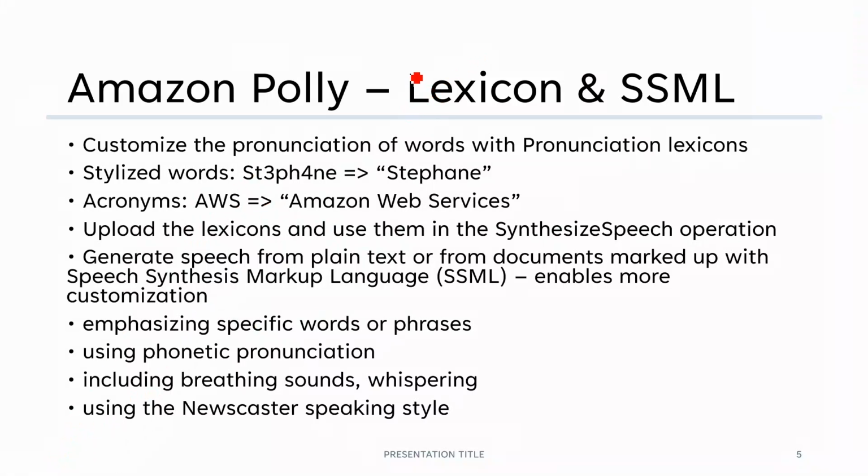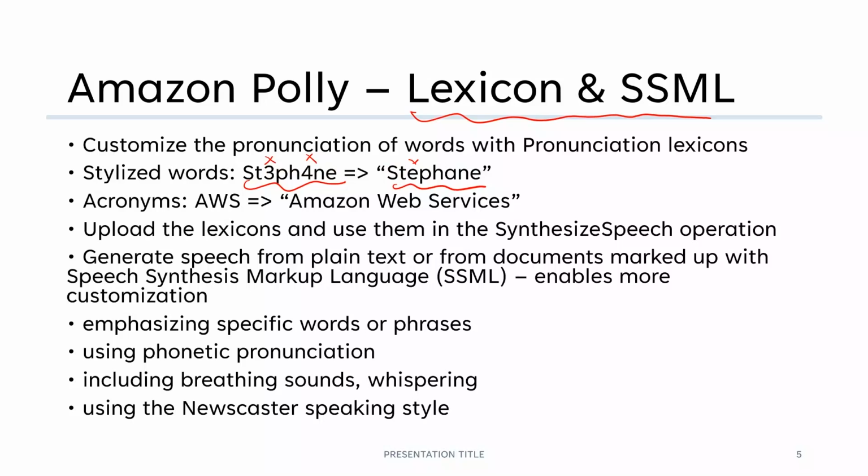Now two important features about Polly: one is lexicon and one is SSML. It lets you customize the pronunciation of words with pronunciation lexicons. So for example, there is a name Stefan, and here what happens is the E is represented by 3 and the A is represented by 4.